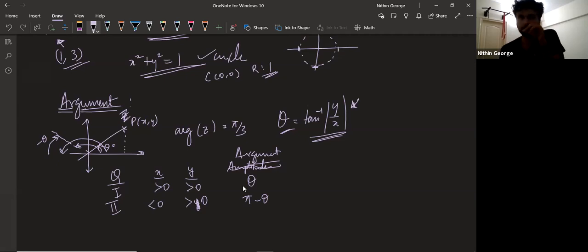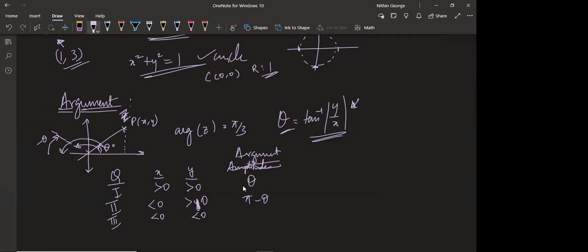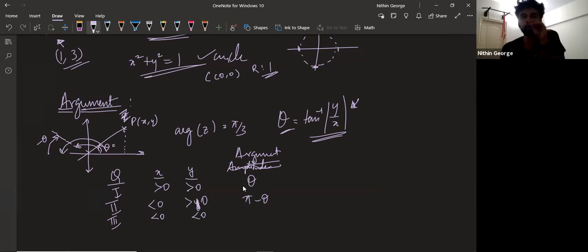Okay. So you obtain a value of theta first, and with that you play around. If it's third quadrant, both will be lesser than 0. And what can you say about the argument? Theta minus pi. So one thing I want you to understand about argument is that it's between minus pi, and minus pi won't be included, till pi.